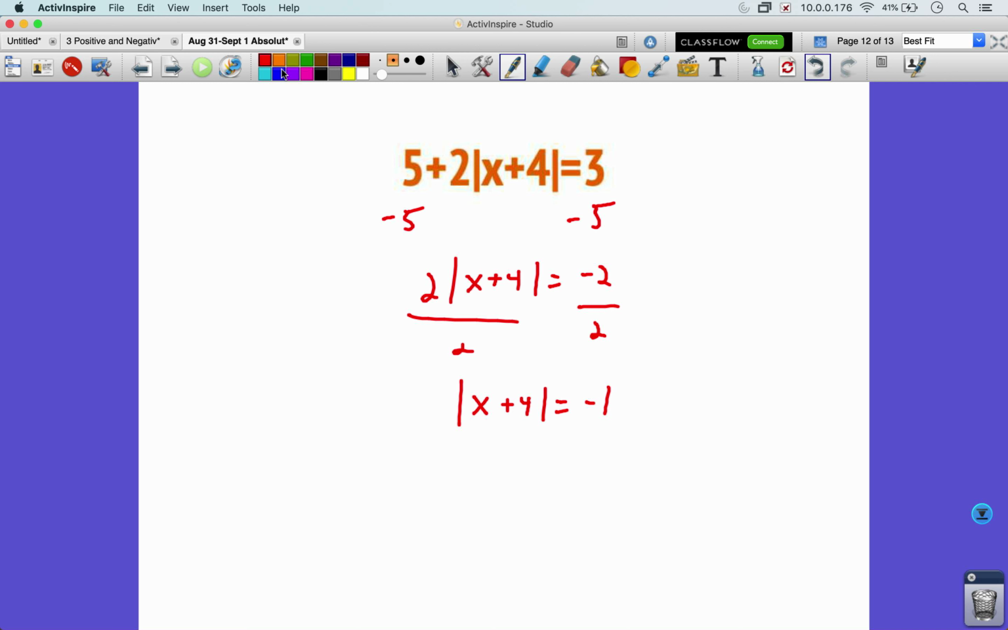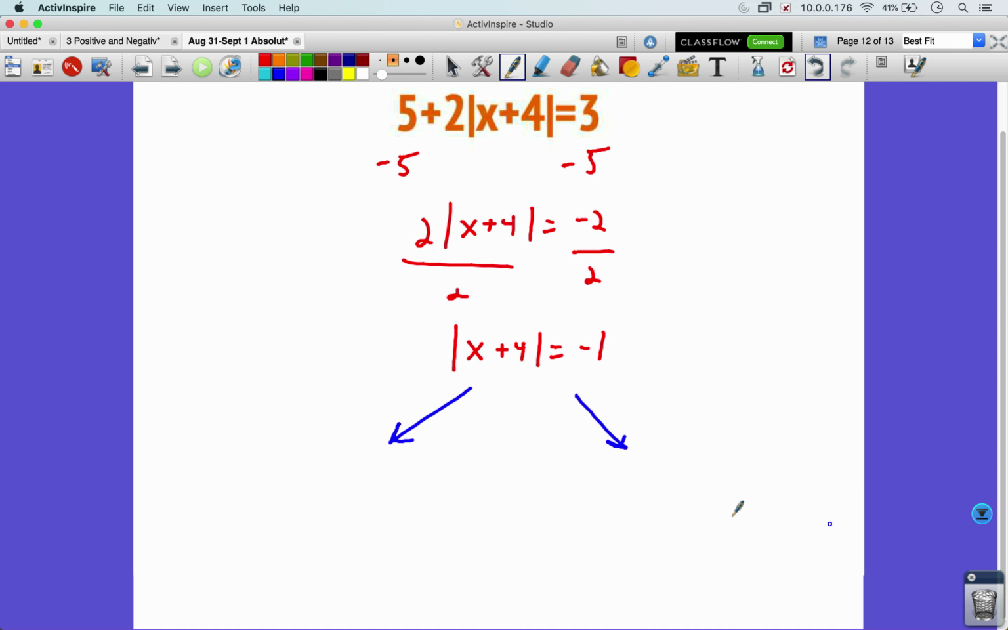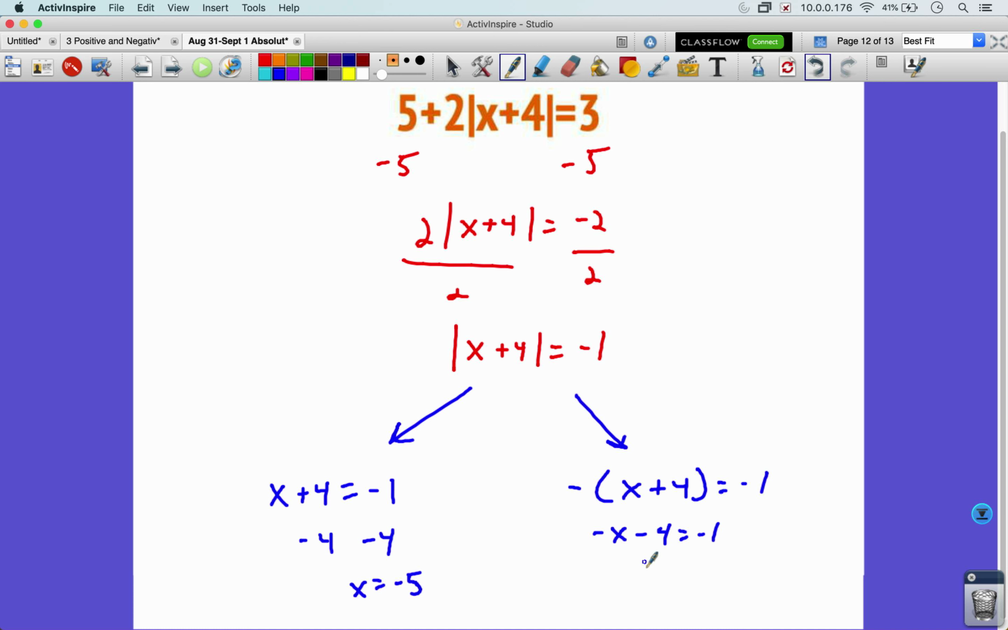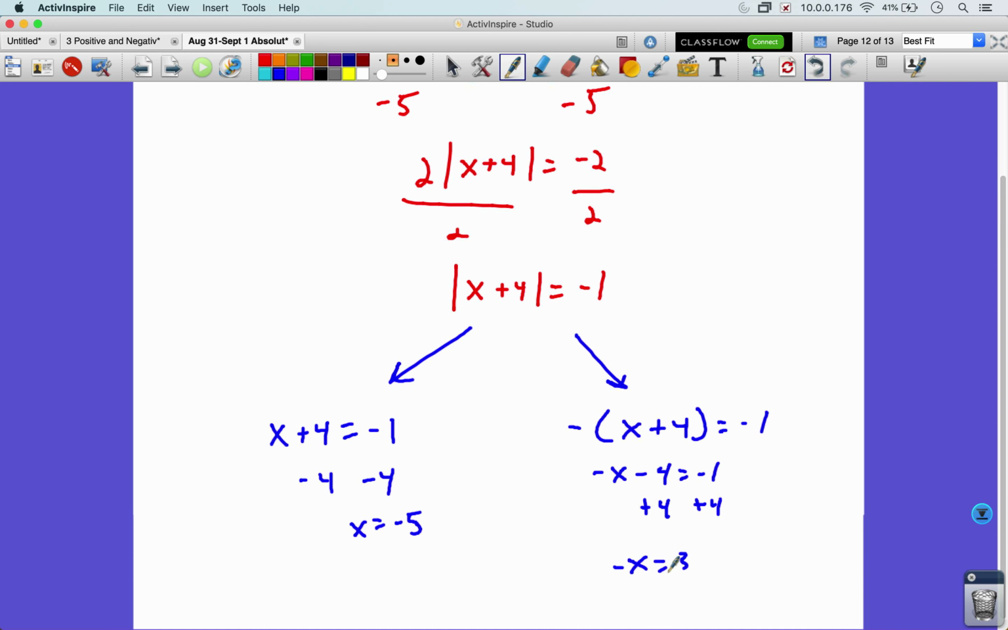And now that the absolute value is isolated, we can split it into the positive and the negative case. We'll say that that quantity is positive, so the brackets can just be dropped. Or we'll say it's negative, so the brackets have to flip it back to being positive. Minus 4, x equals negative 5. Plus 4, negative x equals 3, divided by negative 1, x equals negative 3. Put a box around both answers.